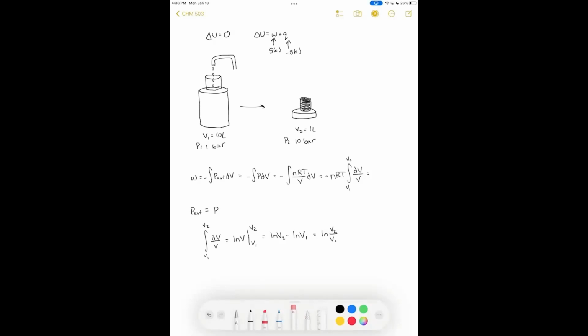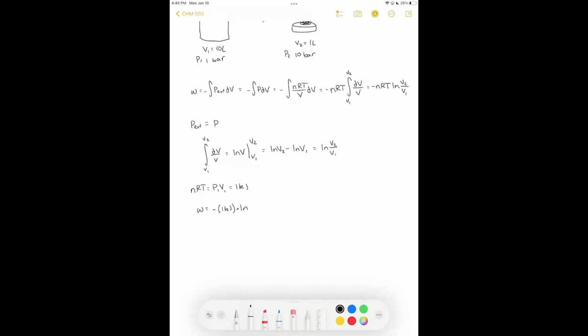So we can say that the work is equal to negative nRT times the natural log of V2 over V1. Plugging in numbers, we can figure out what this is. So here, work is equal to negative 1 kilojoule times the natural log of V2, which is 1, over V1, which is 10. You'll note here that this number is lower than either of our previous 2 numbers. And that is true in general.